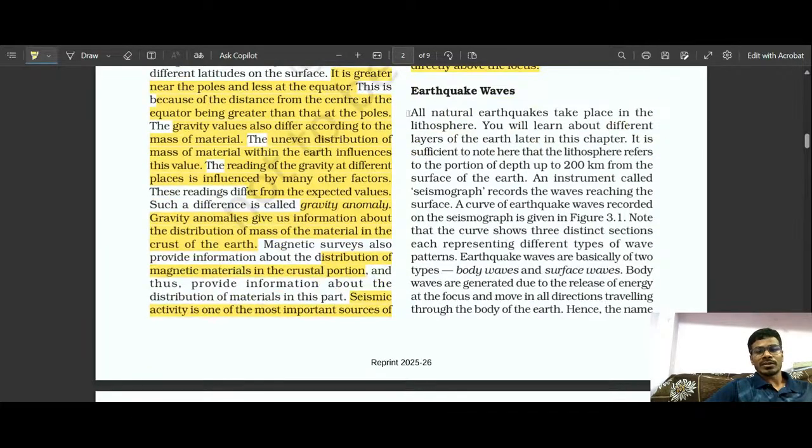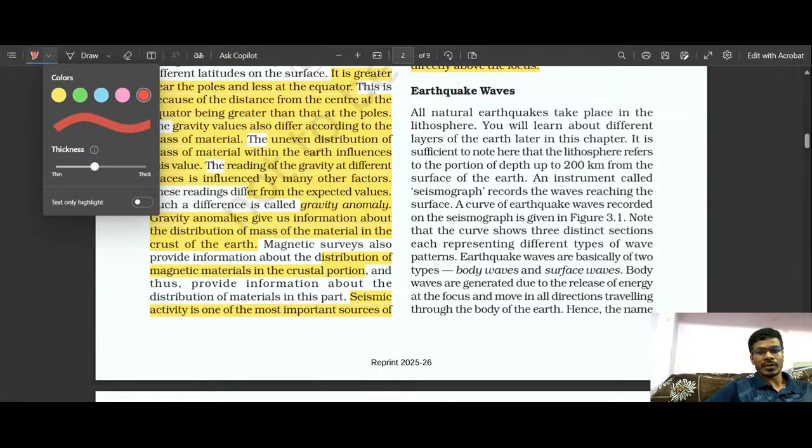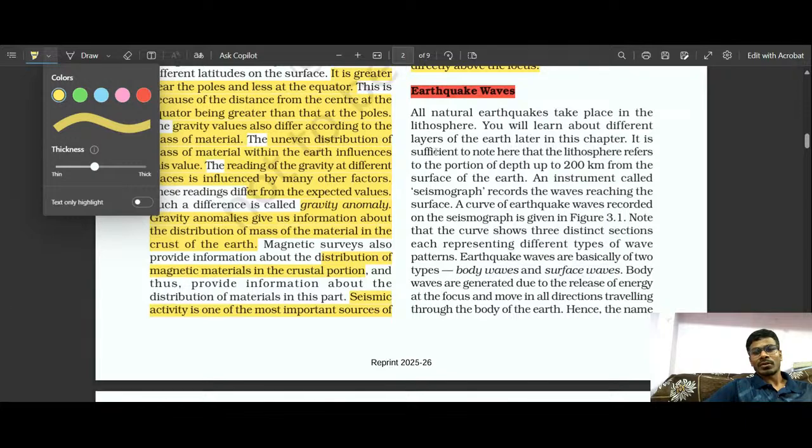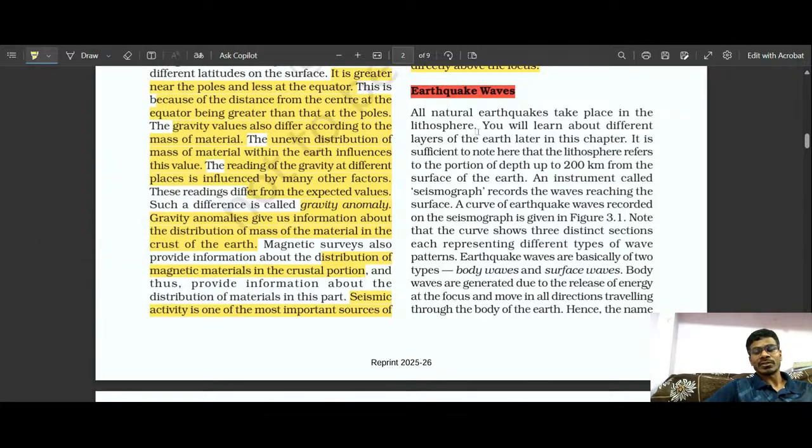Now moving ahead to earthquake waves, because we have a number of waves that form when an earthquake takes place. All natural earthquakes take place in the lithosphere. It is sufficient to know that the lithosphere refers to the portion bounded up to 200 kilometers from the surface of the earth. This is the boundary of the lithosphere where earthquakes take place.